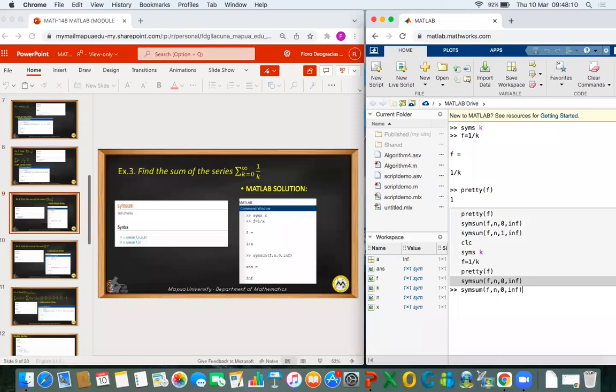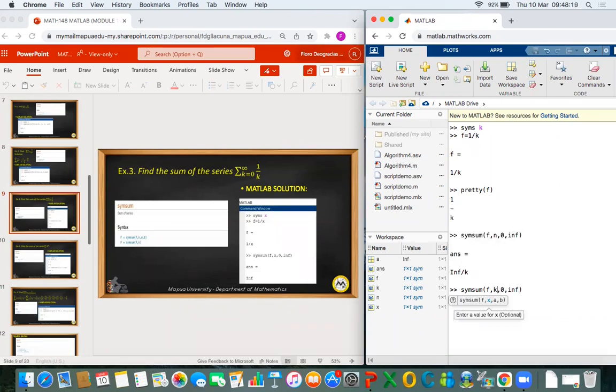So the answer is, sorry class, I forgot to replace n by k. Okay, so this should be k. So the answer is infinity. Okay class, so don't forget to replace your n by k, just like what I did here. So the answer is infinity, so that means this series has no sum. I mean the sum is none, no? Okay, no sum.